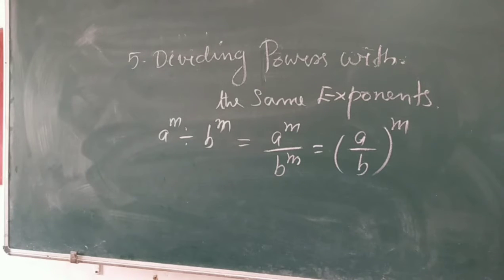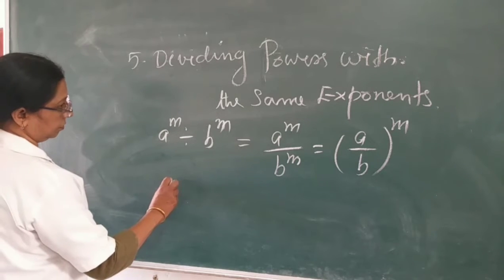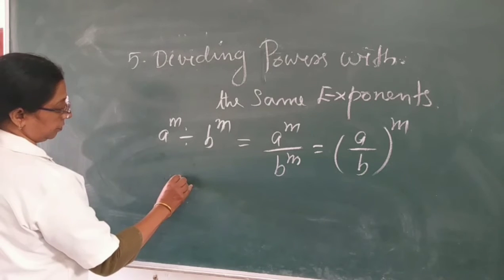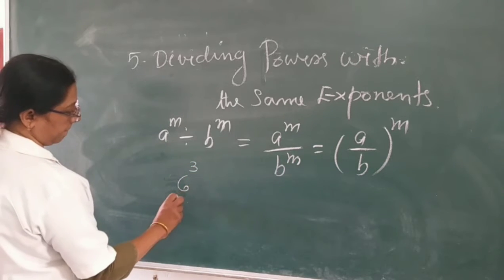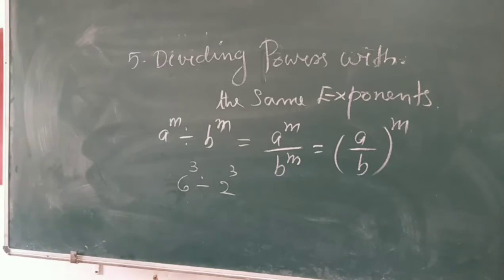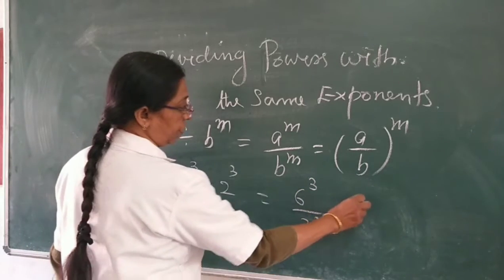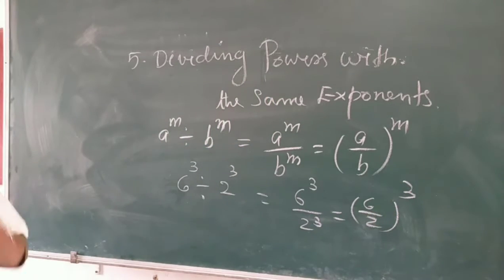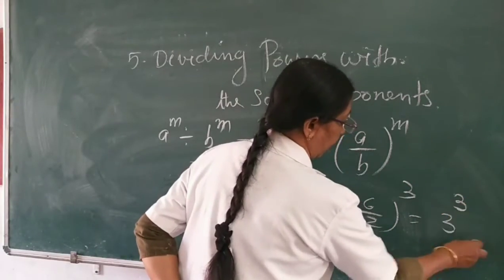Example, 6 raised to 3 divided by 2 raised to 3. That is 6 raised to 3 by 2 raised to 3 is equal to 6 by 2 the whole raised to 3. What is 6 by 2? 3. It is 3 raised to 3.